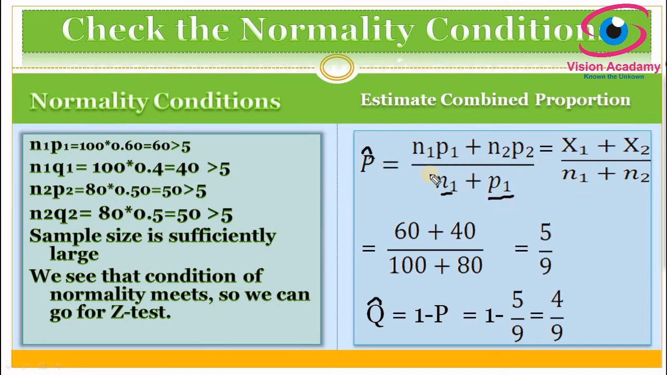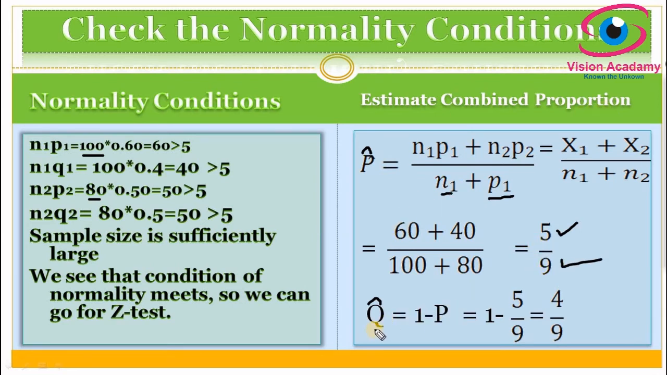So you can take this formula or else you can take this formula directly. Both are the same. So here n1 p1 would be 60 and n2 p2 would be 40, or else x1 would be 60 and x2 would be 40, and n1 is 100, n2 is 80. If you add these together, 100 plus 80 is 180, and 100 over 180 gives 5 by 9. So p hat, the combined proportion, would be 5 by 9.